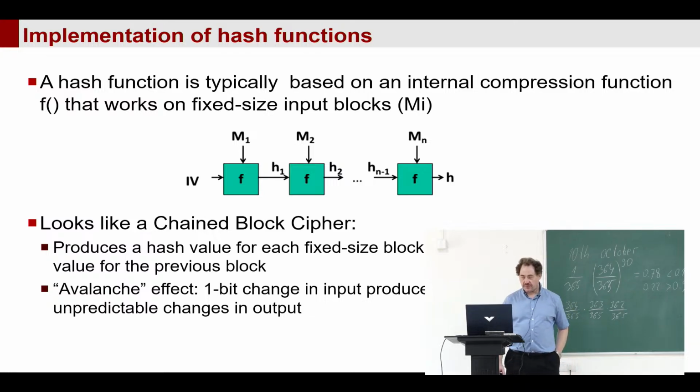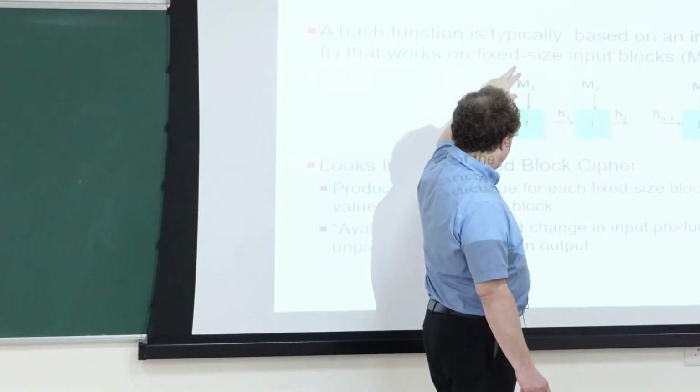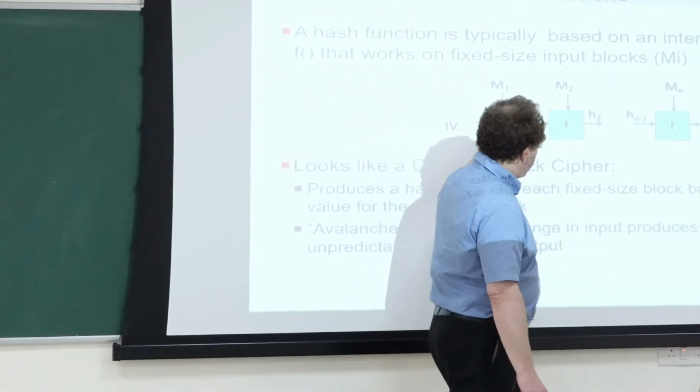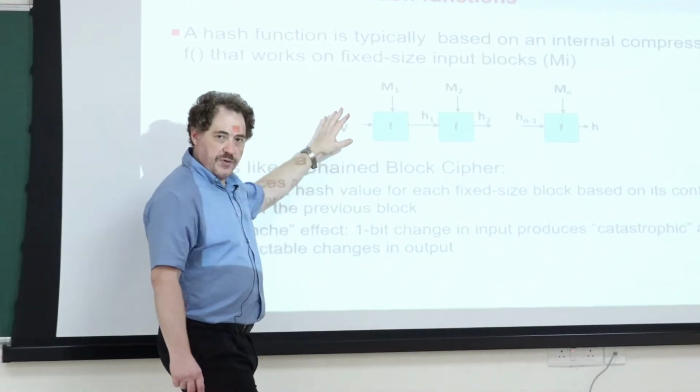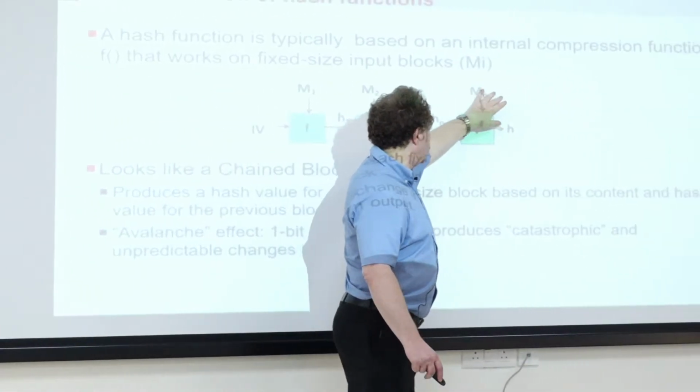How do we implement hash functions? I don't have a lot of time to speak about implementation of hash functions. Again, there are nice books on cryptography which can give you details, but I'm just giving a brief overview. A hash function is typically based on an internal compression function that works on fixed size input blocks. So the initial message would be broken into blocks of a certain size, and the number of such blocks is unlimited, or at least can be very large.